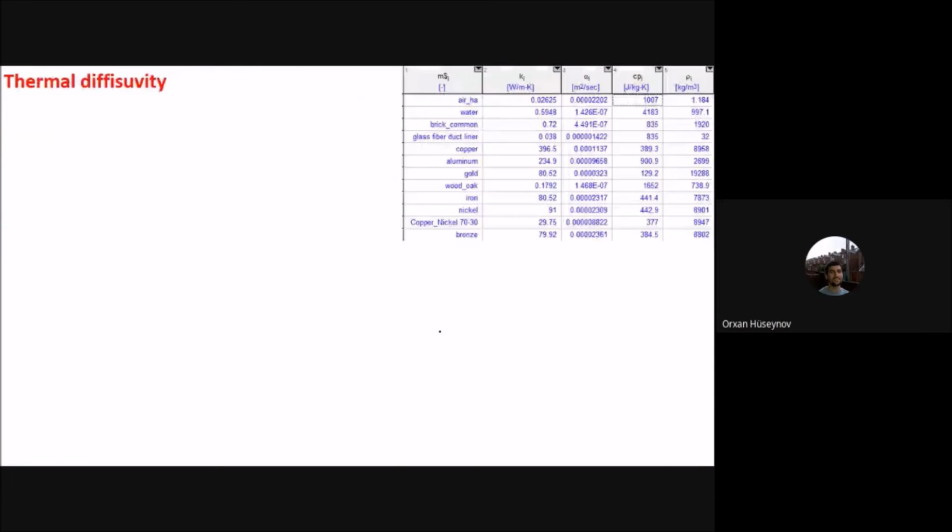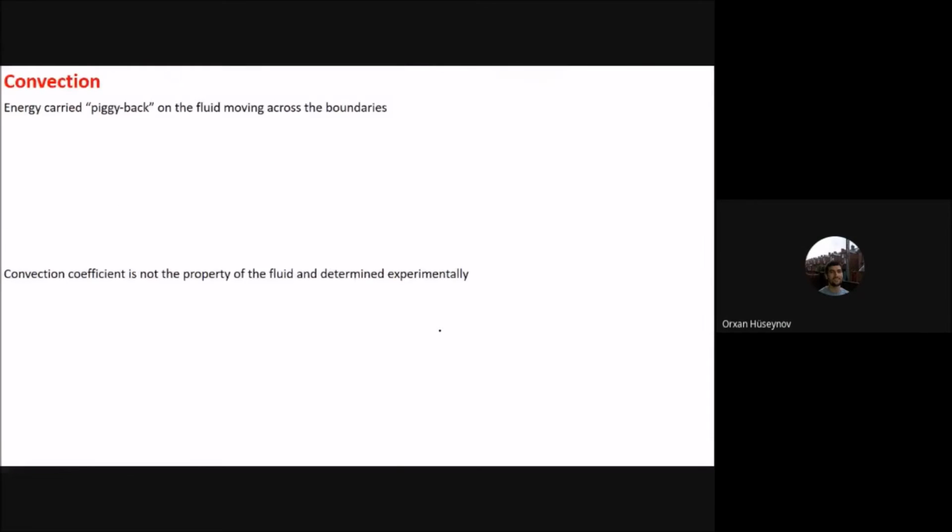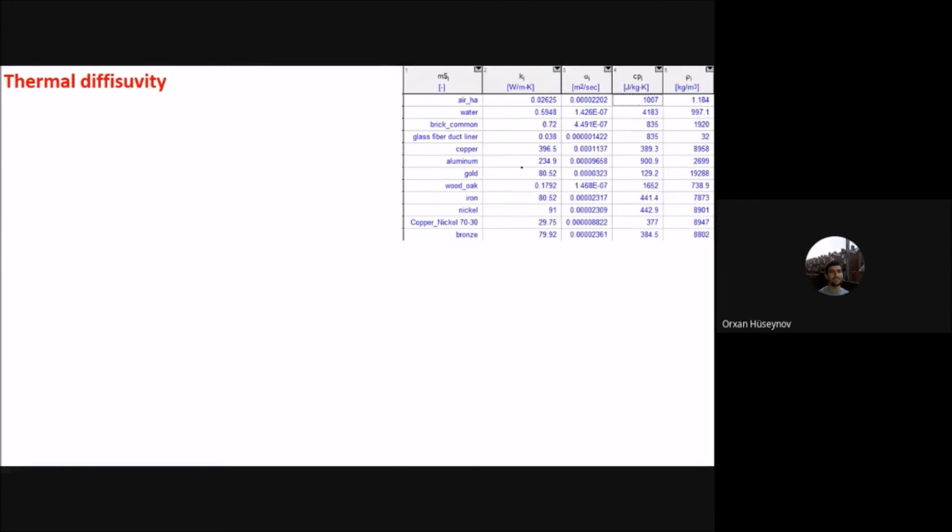Okay, so another concept is thermal diffusivity. For thermal diffusivity, we are talking about how materials diffuse heat. Let me first give its definition. Here you have the conduction, and you compare the conduction capability versus the storage capability.